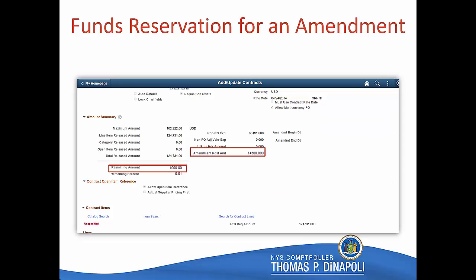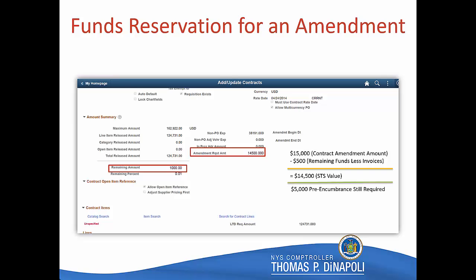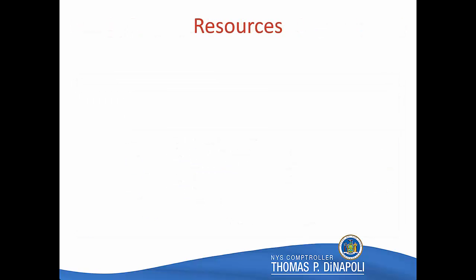If the agency had $500 in existing invoices that had not been paid, the calculation for the STS value would look like this. Notice that even though the STS value has changed, the pre-encumbrance amount remains the same, as the amendment's total value per month is still calculated from the extension amount of $15,000. Please note the outstanding invoices should be taken into account when calculating the amount of funding needed to cover the extension period. This concludes this video on funds reservation.